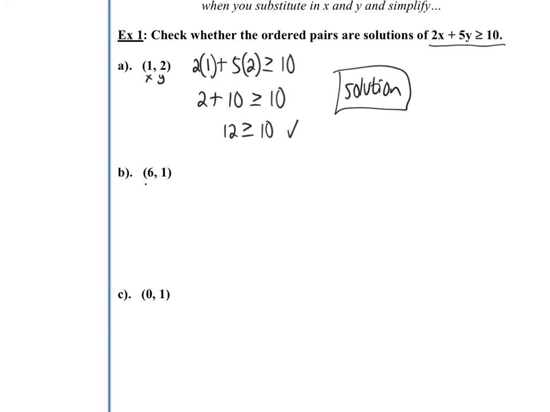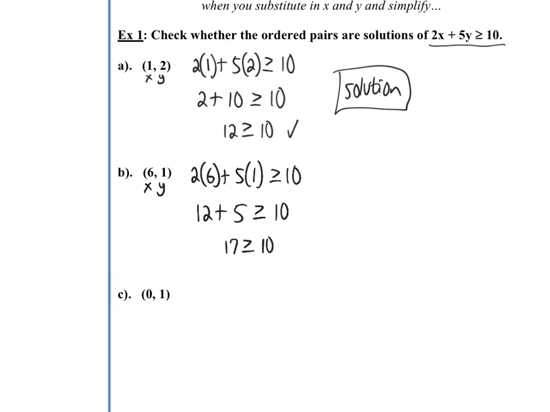Let's go ahead and do this again. We're going to call x 6, y 1. We're going to plug into the inequality: 2 times 6, plus 5 times 1, greater than or equal to 10. 2 times 6 is 12. 5 times 1 is 5. What's 12 plus 5? 17. Is 17 greater than or equal to 10? The answer is yes. This one is also going to be a solution.